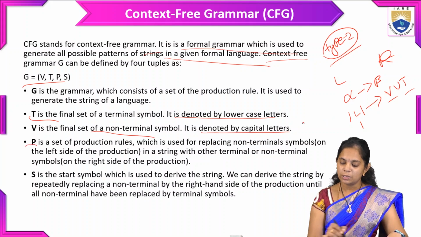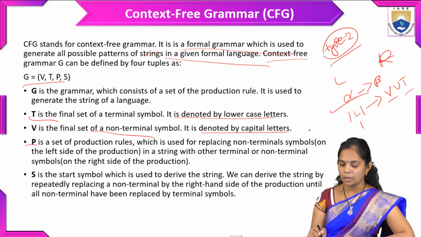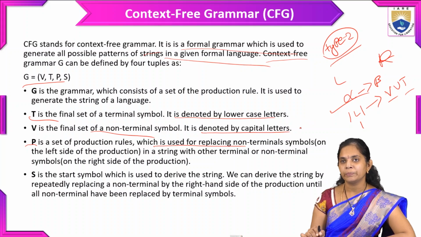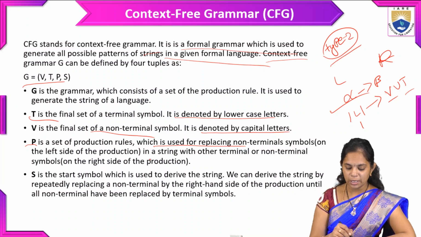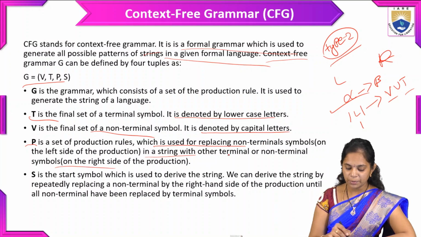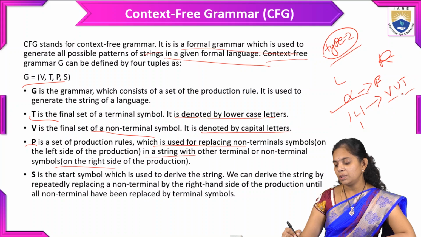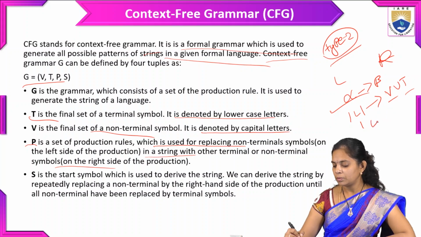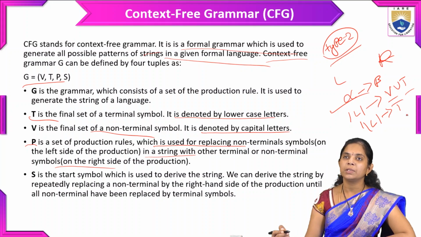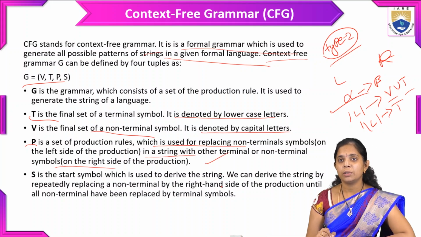And coming to P, P is nothing but the production, which is in the form of alpha tends to beta. The production rule is used for replacing the non-terminal symbols. The right hand side of the production is a string of terminal or non-terminal symbols, and the left hand side is a single non-terminal. And this is about the production P.